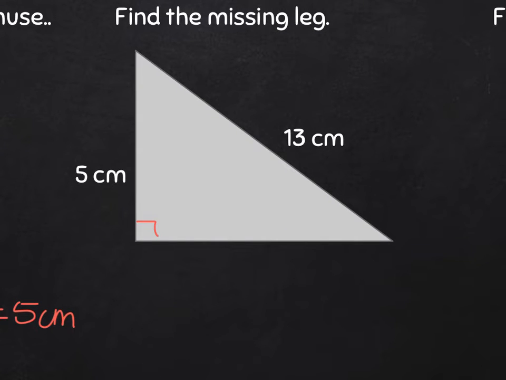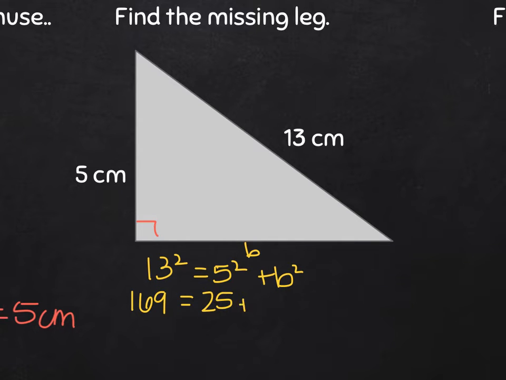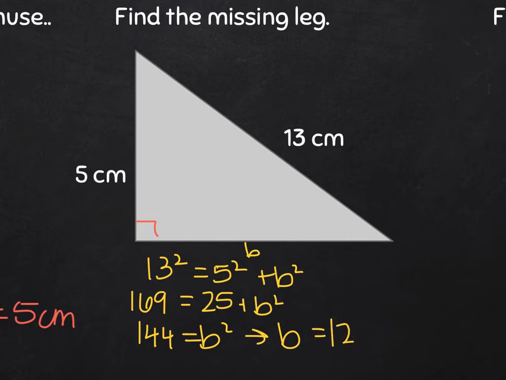On this next example, I have my hypotenuse, and I'm looking for my second leg. So I know 13 squared has to equal 5 squared plus B squared, or 169 equals 25 plus B squared. Move that 25 over and I get 144 equals B squared, which tells me B equals 12 centimeters.